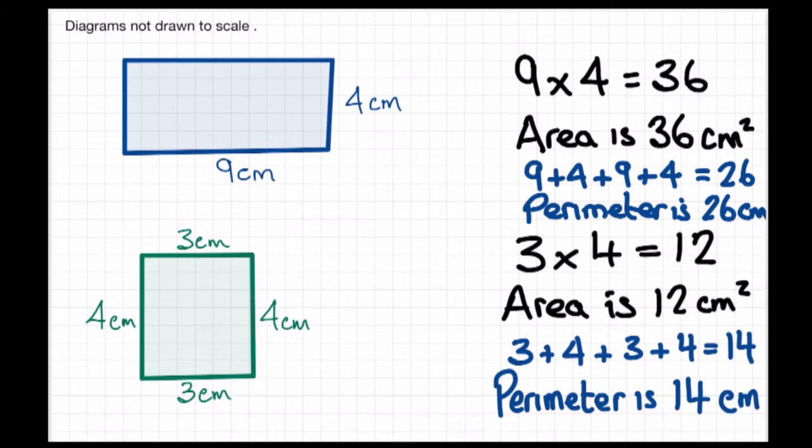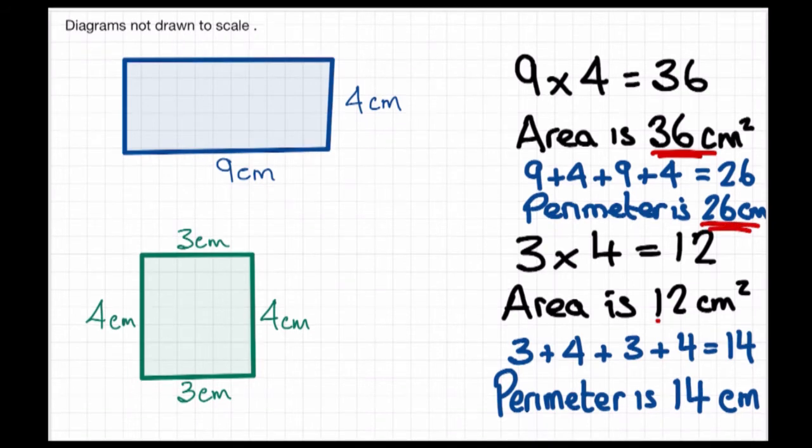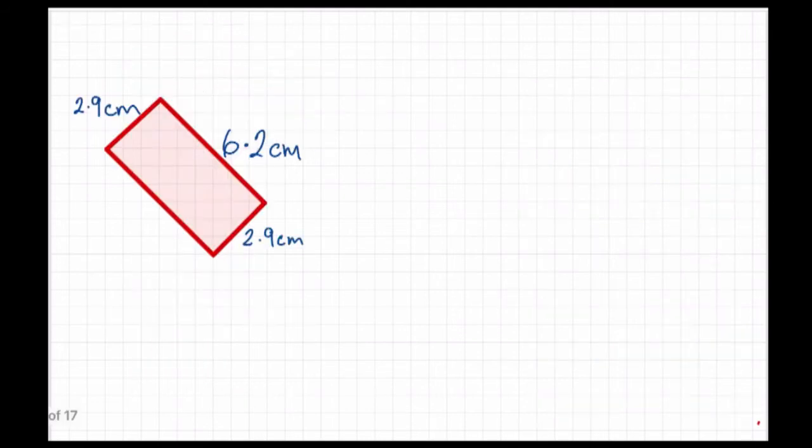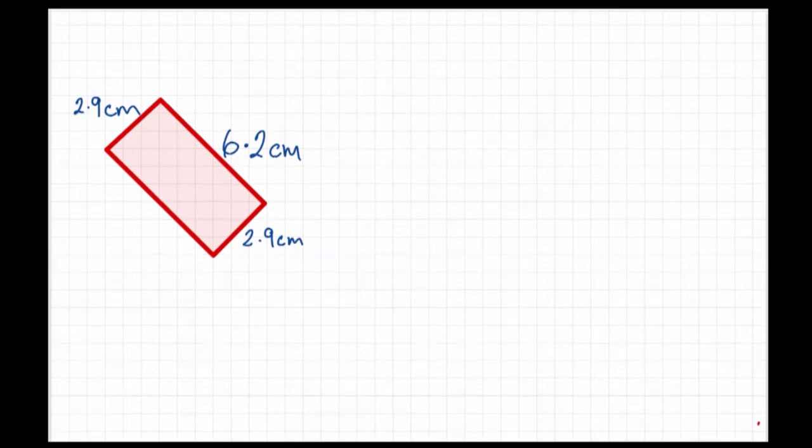So there are our answers. We've worked out the area and the perimeter of the blue rectangle, and also the area and the perimeter of the green rectangle. Now, rectangles can be any way round. And this one, even though it's at an odd angle, is still a rectangle. And the formula is still the length times the width, even though the width has been written down twice, just to confuse you.